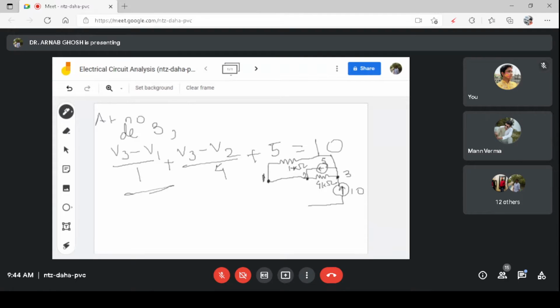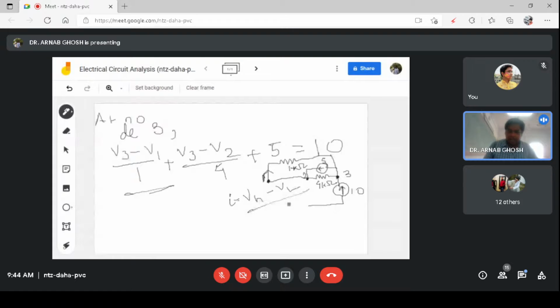So divided by 1. See, the current is flowing. If I just show you, assuming that the current is flowing in this direction, this potential will be higher potential, this potential will be lower potential. There will be a voltage drop across this 1 kilo ohm resistance, so how do you write the current expression? This will be V higher minus V lower by the resistance. What is your V higher? V1. What is your V lower? It's V3. So it's V1 minus V3.